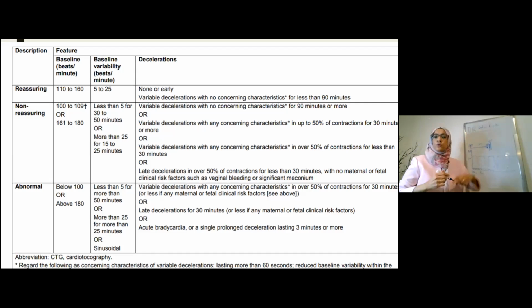But if it is doing too many oscillations of more than 125 now, you will start getting a bit concerned. That brings you in the amber direction. Now we come to the decelerations.